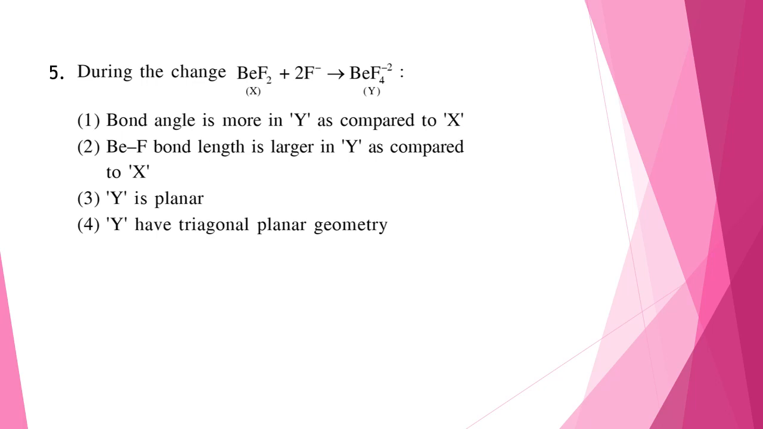Now sp3 hybridized structure is not planar. So option 3 is also not correct and option 4 is also not correct. So let's see option 2. BeF bond length is larger in Y as compared to X. Now BeF2 has 50% s character and BeF4 2 negative has 25% s character. Now the bond length is inversely proportional to the s character. Therefore in BeF4 2 negative the bond length will be greater than the bond length in BeF2. So the correct answer here is option 2.